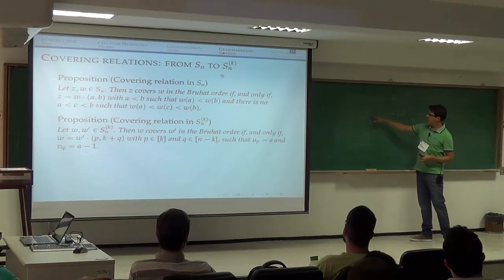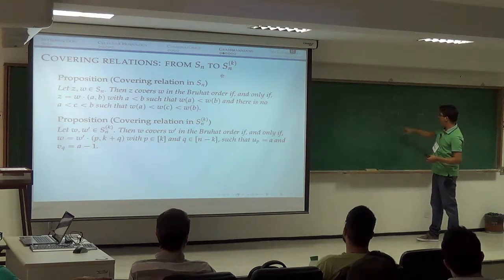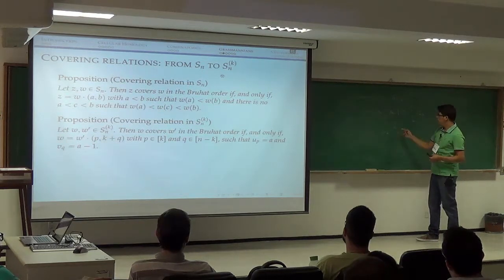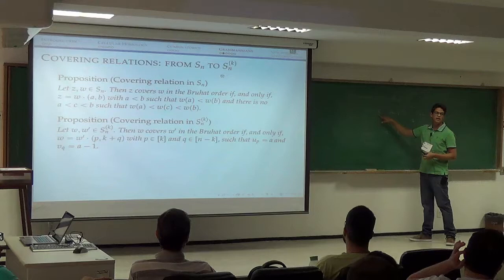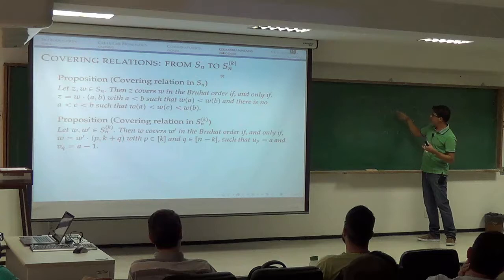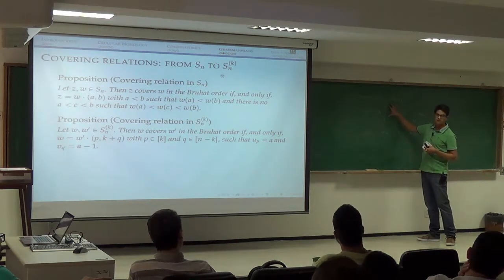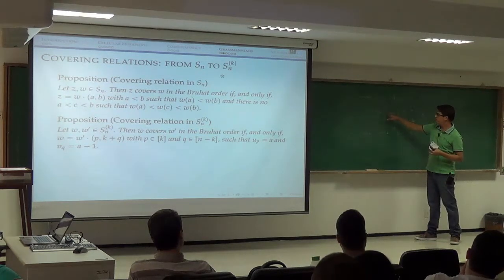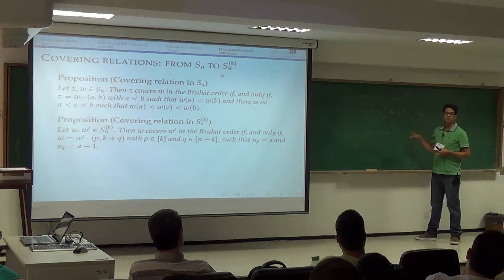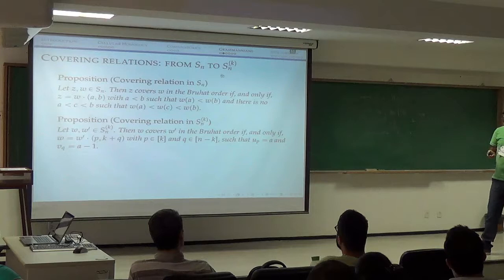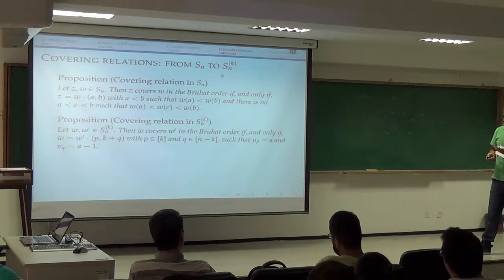So W covers W prime if and only if something like that occurs. You have A minus 1 here, and these are changed in this way. We cannot change here in this part, and we cannot change here in this part. We must change something in the first K with the remaining N minus K, and the values of the permutation must differ only by one. This characterizes the Bruhat covering relation over the Grassmannian permutations.